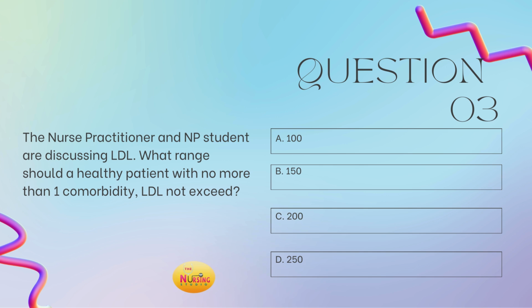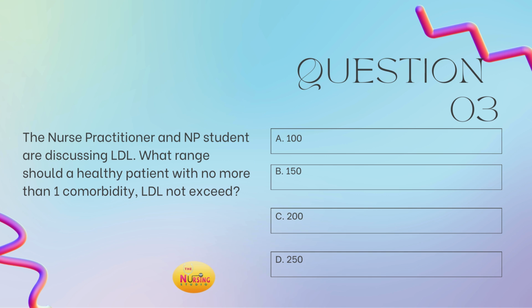So with LDLs, there are various ranges because our LDL is our bad cholesterol. We do not want it to exceed 100 for people who are healthy with no more than one comorbidity. If this person does not have any comorbidities, completely healthy, they actually say by guidelines that we don't want it to exceed 120.